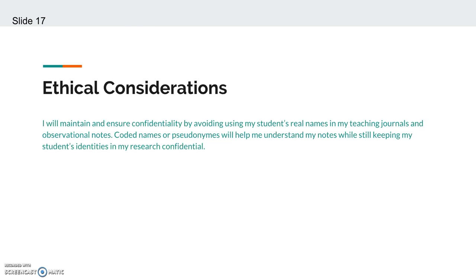Some ethical considerations. I'll be able to maintain and ensure confidentiality by avoiding using my students' real names in my teaching journals and observational notes. Coded names or pseudonyms will help me understand my notes while still keeping my students' identities in my research confidential.